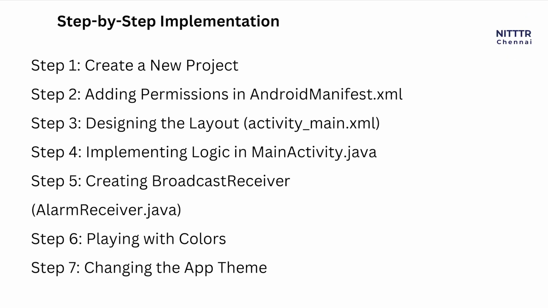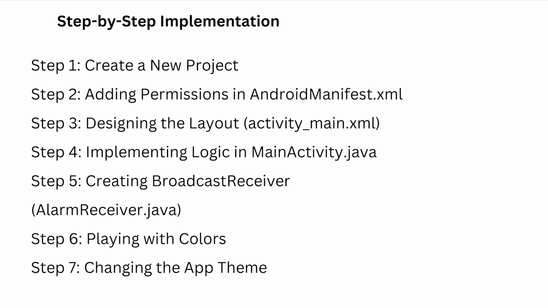Then next we move to step 3. Here we concentrate on designing the layout. Our layout will include two main user interface components. The first one is a time picker, which will be used to capture the desired alarm time. Second, we have a toggle button, which will handle turning the alarm on or off. Initially the toggle button is off and switches to on when an alarm is set.